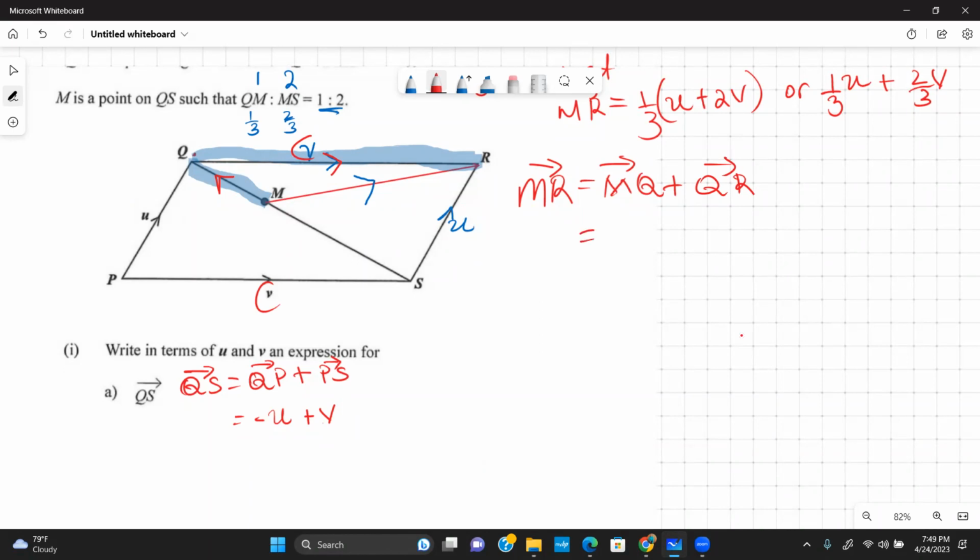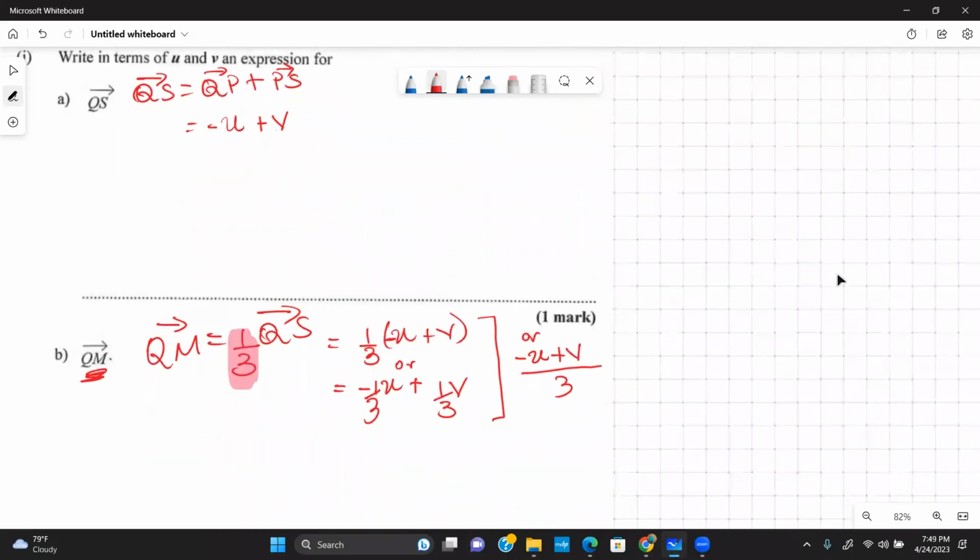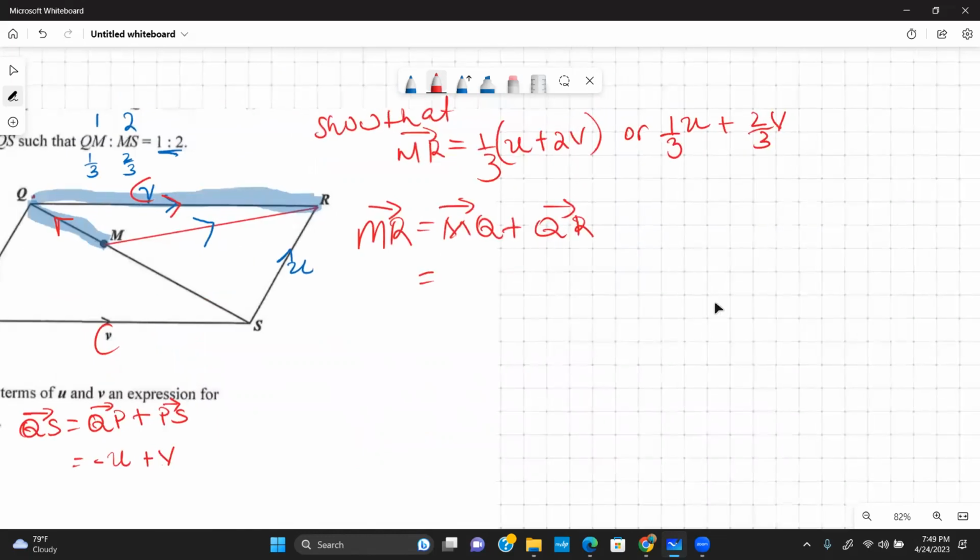So here is the thing now. Let's just furnish the diagram. We just found QM. Anybody want to tell me what is QM? See it there? We're going in the opposite direction now. Jody, look at this for me. This is QM: negative 1/3 U plus 1/3 V.